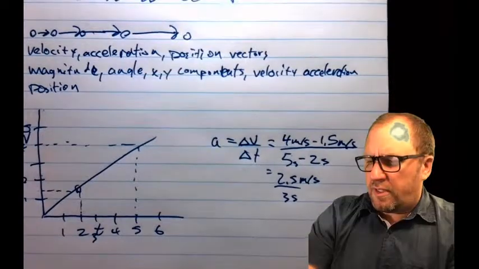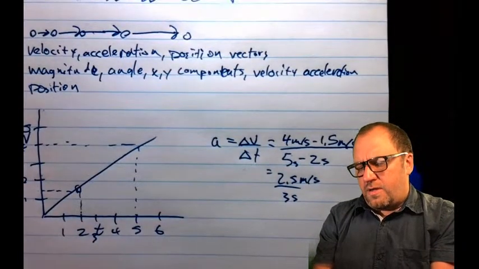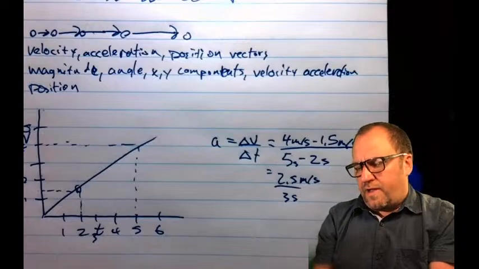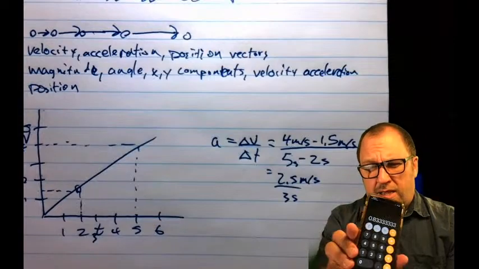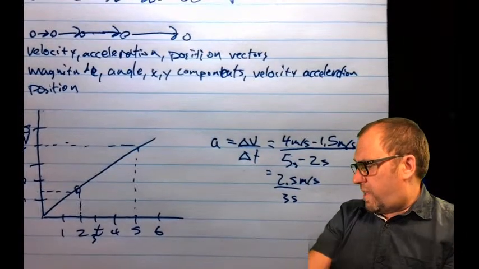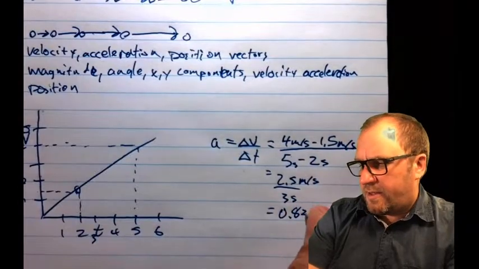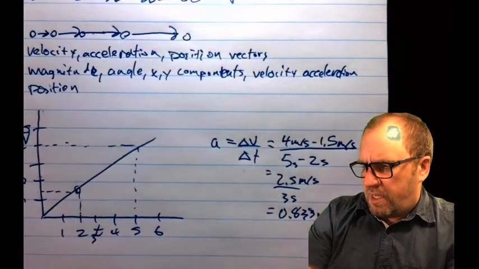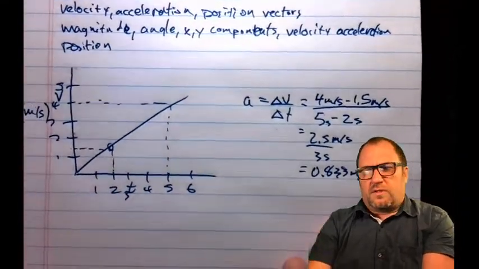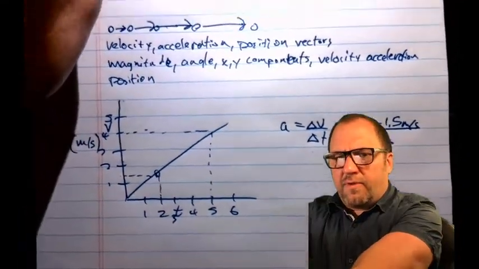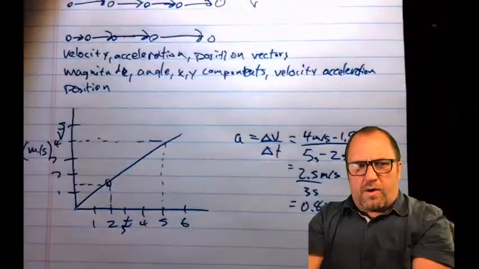Okay, so then we'll say 2.5 divided by 3. Just using my handy dandy iPhone calculator. 0.833. There it is. 0.833 meters per second squared. Alright, so we used our plot here, and we found our acceleration based off of what we saw on the plot here.